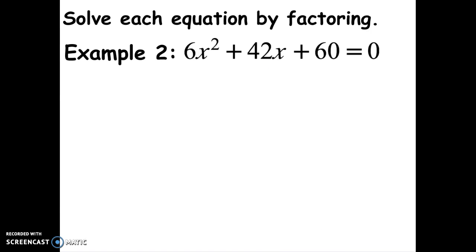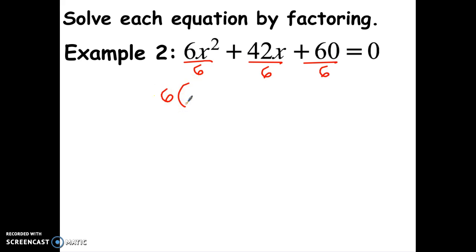Now, example 2, looking at this, I'm like, oh my goodness, those numbers are big. I'm afraid. I don't know what to do, right? Well, don't be afraid, because remember, we just need to simplify. So ask yourself, what can I divide each of these numbers by in order to make them smaller? Well, I automatically see 6, okay? So if I were to divide this by 6, this by 6, and this by 6, let's see what we're left with.